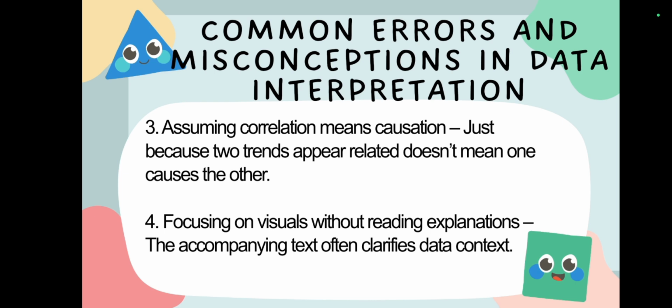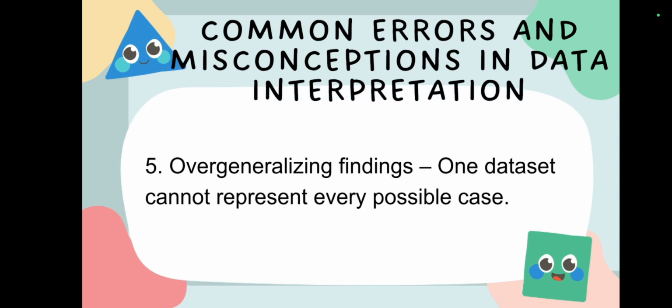So, visuals and text work together, or they go hand in hand. The visuals give us a quick overview, and then the text explains the full story behind the numbers. Good interpretation means paying attention to both the visuals and the text. Okay, number 5.